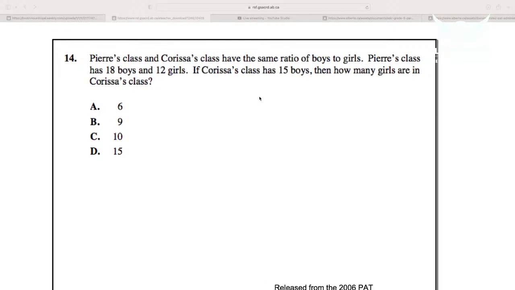Okay, so Pierre's class and Carissa's class have the same ratio of boys and girls. Pierre's class has 18 boys and 12 girls, and Carissa's class has 15 boys. Then how many girls are in Carissa's class? So again, it's not a hard question.